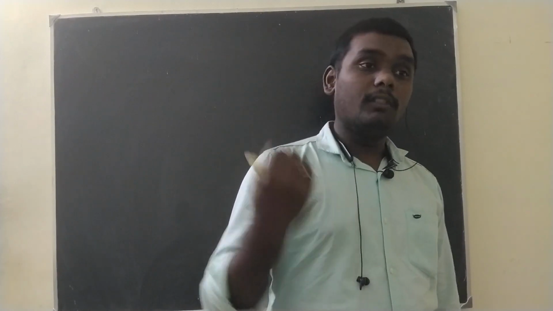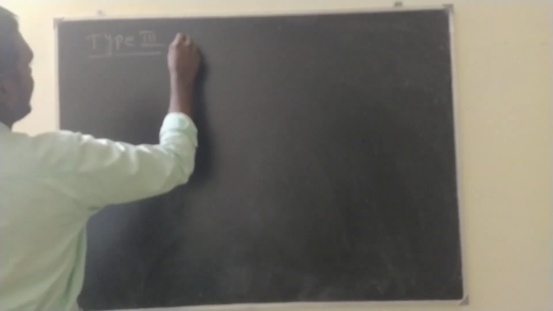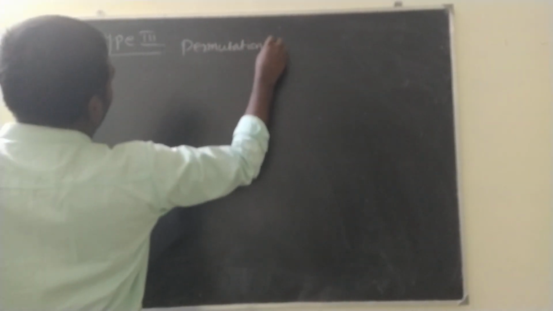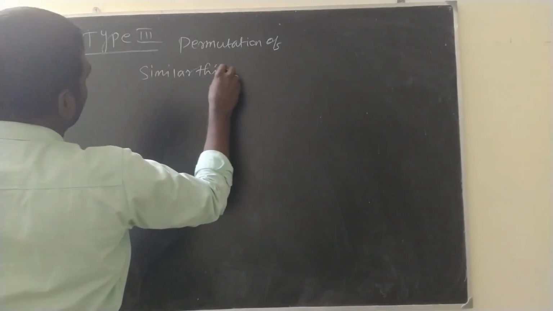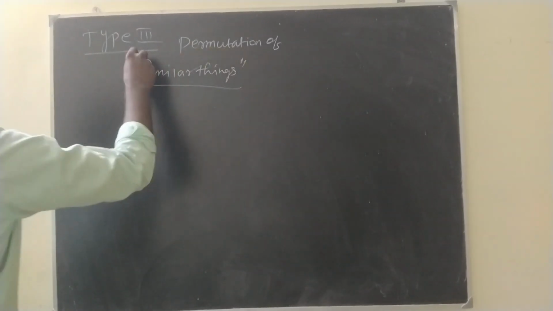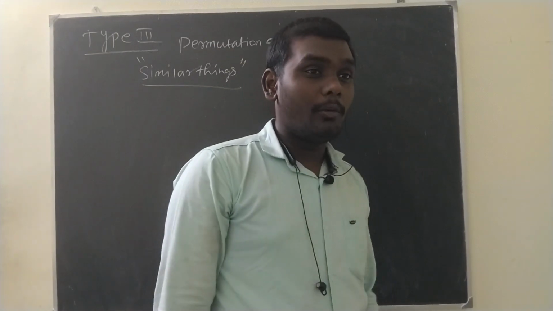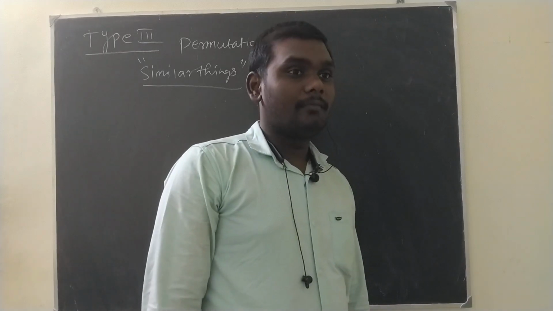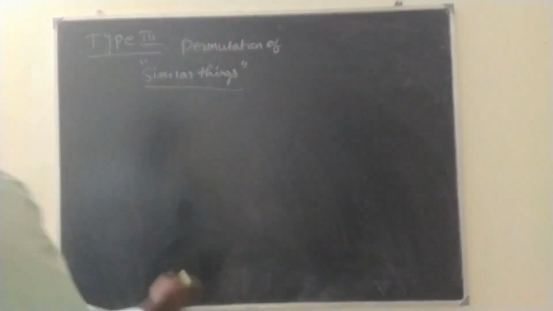Now in this third type, type 3, we are dealing with permutation of similar things. You remember, while seeing the first type and second type, I told you to underline that word dissimilar, taken r at a time. So what would be the definition of this type 3?